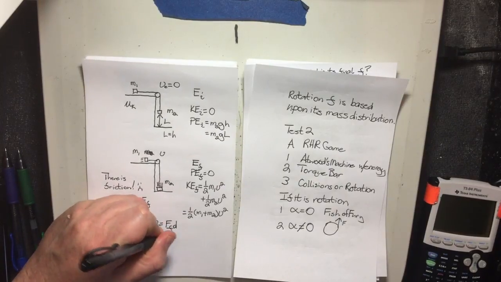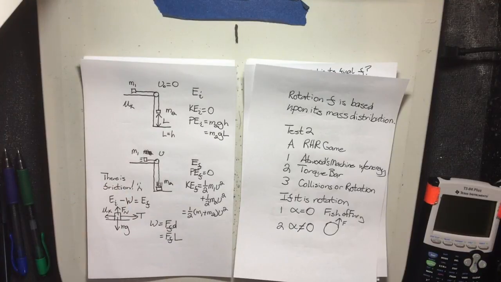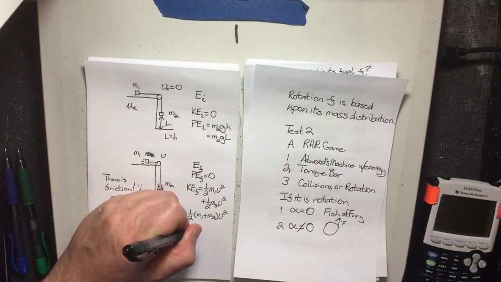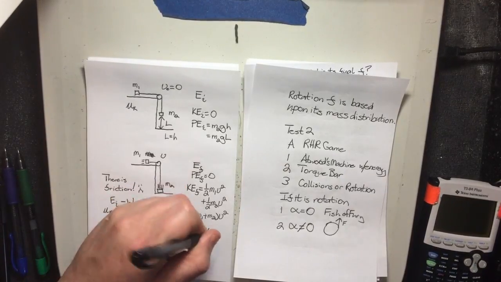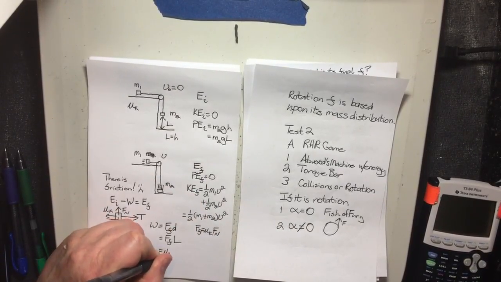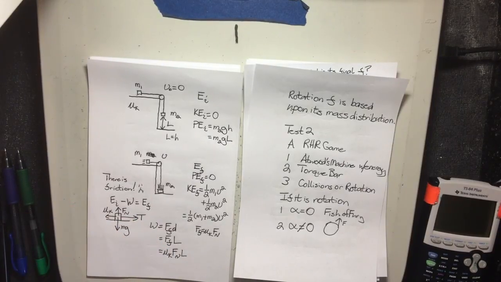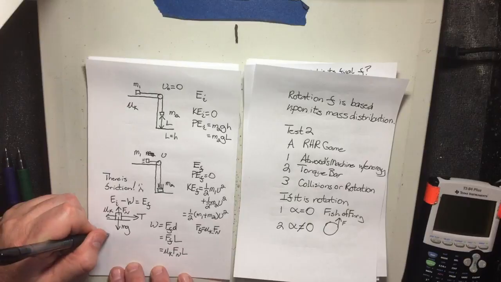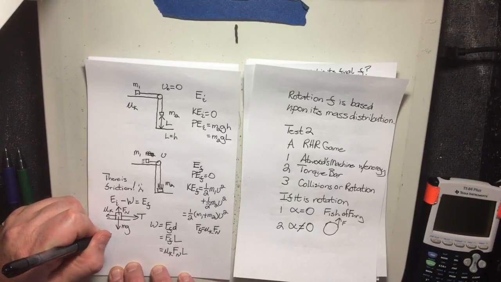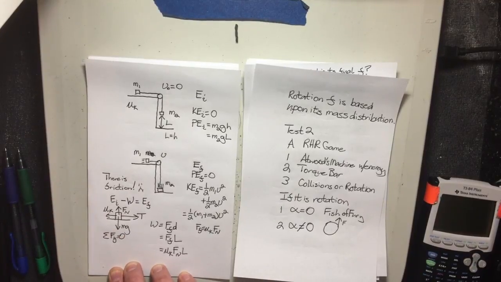So this becomes the friction force, which is mu sub k times normal force. So the work becomes mu sub k, normal force, L. Now what's normal force? Well, you could probably in a test get away with just saying the sum of the forces in y is 0.